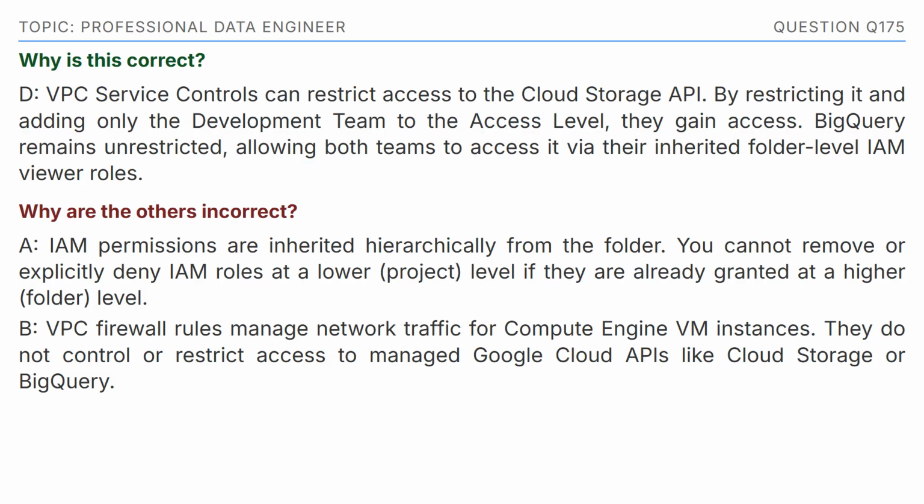A. IAM permissions are inherited hierarchically from the folder. You cannot remove or explicitly deny IAM roles at a lower, project, level if they are already granted at a higher, folder, level. B. VPC firewall rules manage network traffic for Compute Engine VM instances. They do not control or restrict access to managed Google Cloud APIs like Cloud Storage or BigQuery.